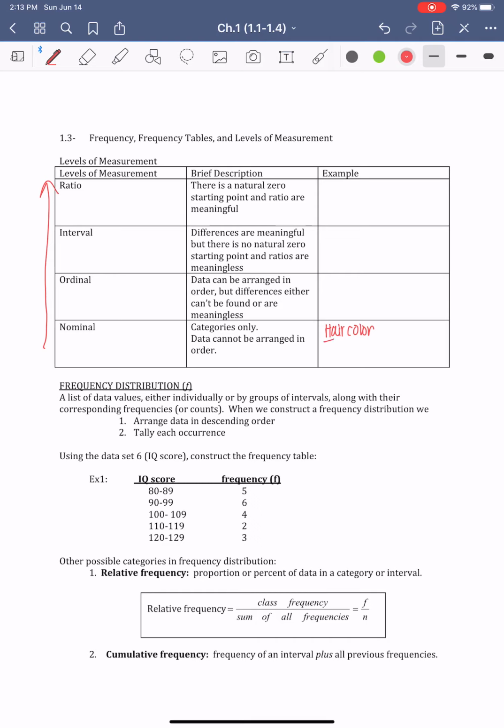Types of movie. Again, it's just different types, categories, but we do not place them in some certain order. Now, nominal, what does it sound like? Qualitative data. So nominal is qualitative data. We talked about quantitative versus qualitative, so this is qualitative data.